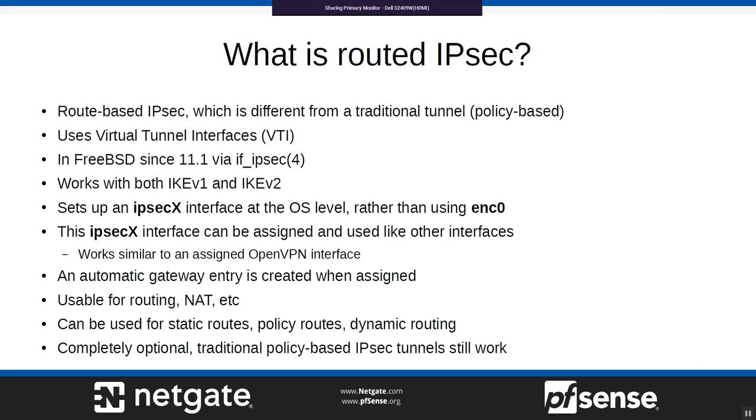So that IPsec interface, you can assign it. You can use it like other interfaces. It works kind of like an assigned OpenVPN interface at that point. It gets an automatic gateway that's created, so you can use it for policy routing. You can use it for some NAT and routing, static routing, dynamic routing. But it is completely optional. You can still do traditional policy-based IPsec. Nothing wrong with that. This is just an additional option you'll have in your toolkit if you need the flexibility that you get from routed IPsec.